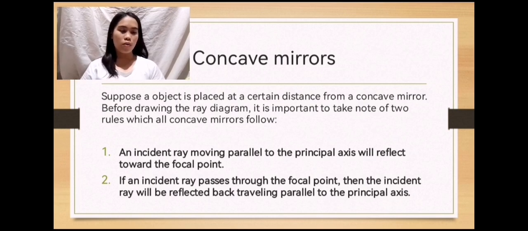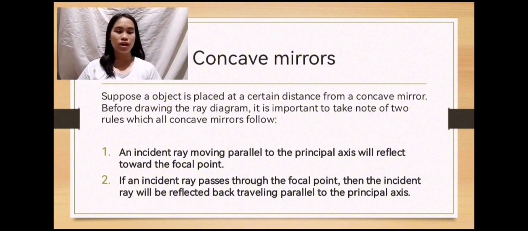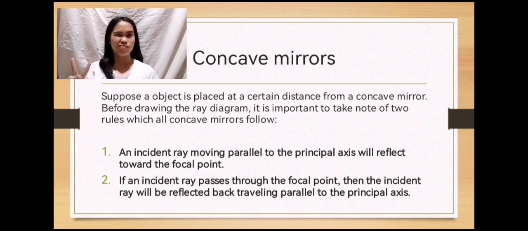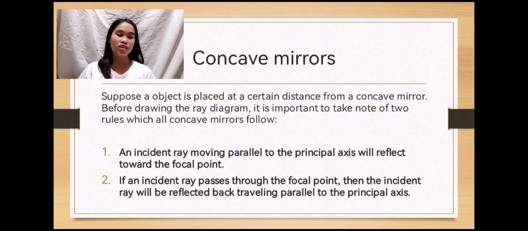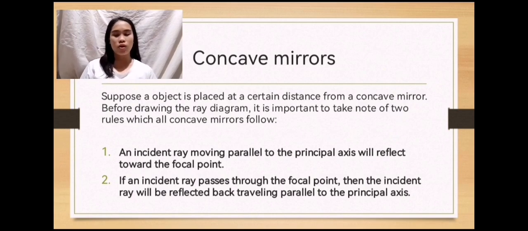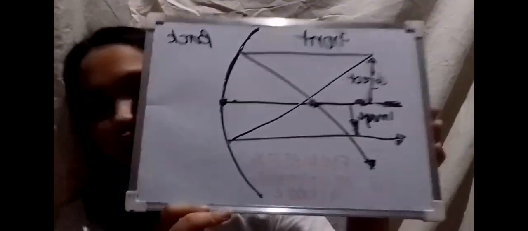Concave mirror. Suppose an object is placed at a certain distance from a concave mirror. Before drawing the ray diagram, it is important to take note of the two rules which all concave mirrors follow. First, an incident ray moving parallel to the principal axis will reflect toward the focal point. Second, if an incident ray passes through the focal point, then the incident ray will be reflected back traveling parallel to the principal axis. So this is an example of the formation of a concave mirror.